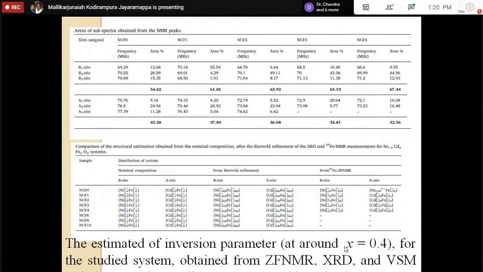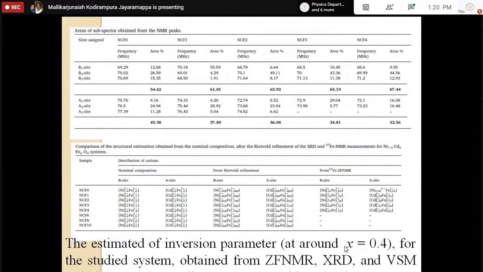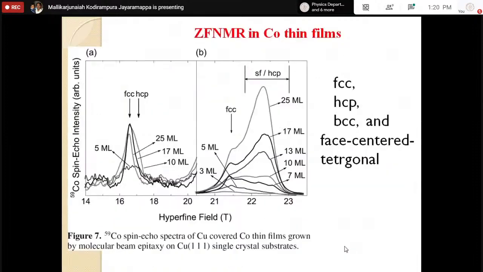What I mean to say is that from this zero field NMR, we can estimate how many iron ions are in the A site or in the B site. That is the bottom line here. I am not spending much time, and this is just for inspiration. This is the starting point for our group, where we are trying to do zero field NMR for thin films also. We have not done any experiments in our labs so far.